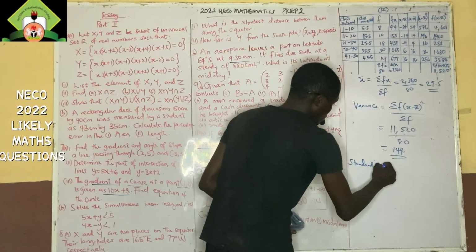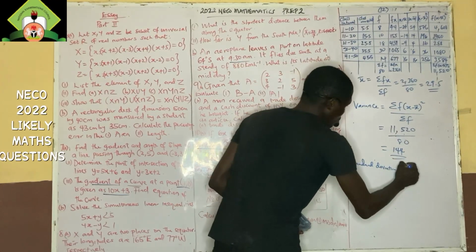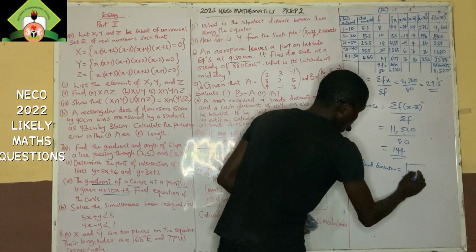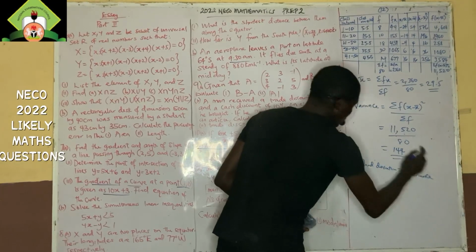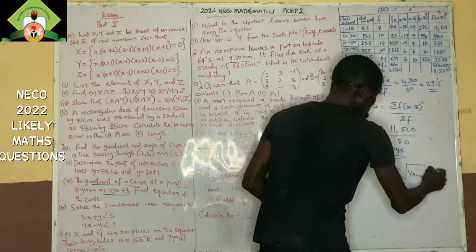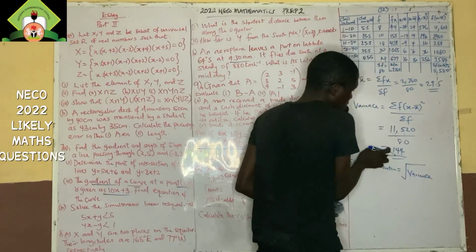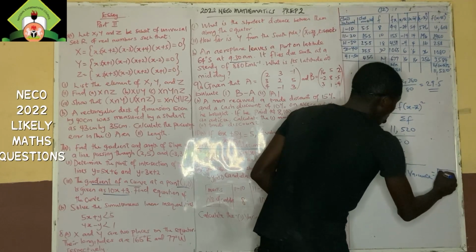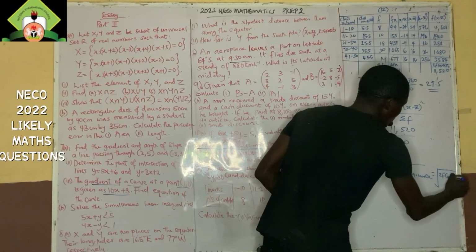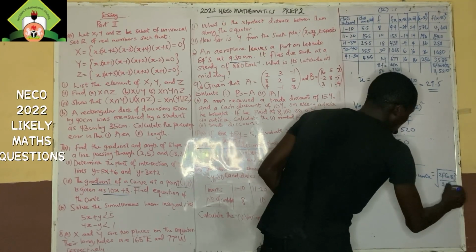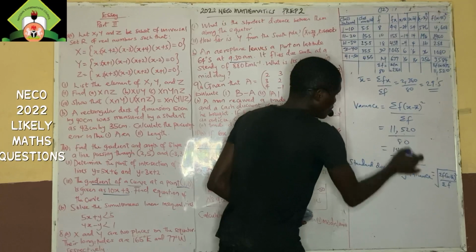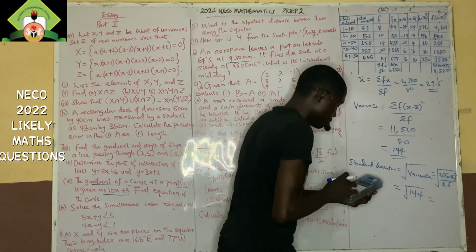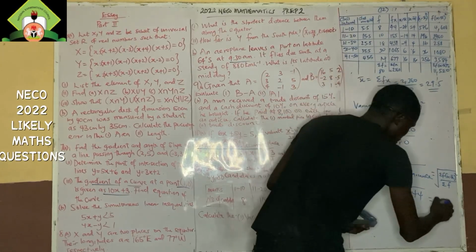Standard deviation is equal to the square root of variance, which we have already found here. Or we can even write the formula: square root of summation f(x minus x bar) all squared over summation f. And we have done this one initially, which is 144. So the answer is just the square root of 144, which is 12. The answer here is 12.